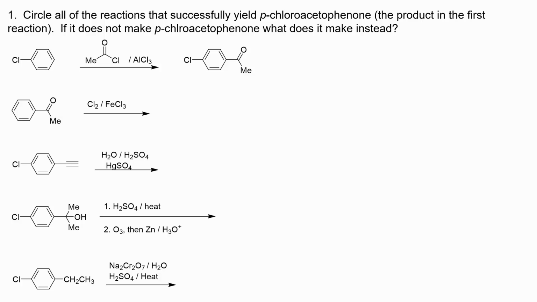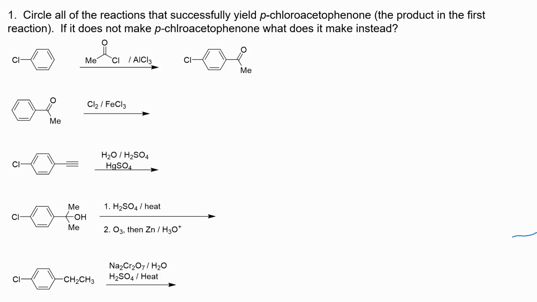This video is going to emphasize exercise number 2 from chapter 12. So let's go through question 1 first. In this one, we're going to circle all of the reactions that successfully yield parachloroacetophenone, which is this compound depicted right here.